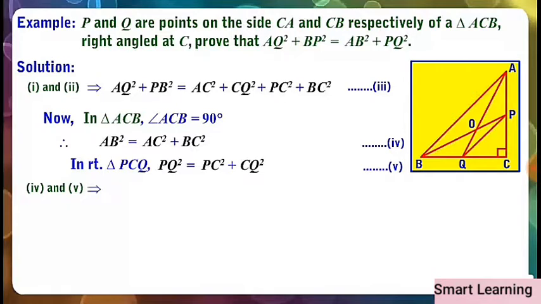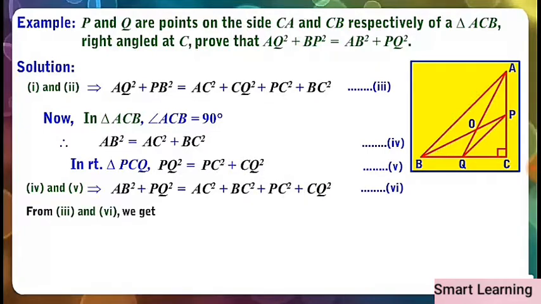Adding fourth and fifth, we get AB square plus PQ square is equal to AC square plus BC square plus PC square plus CQ square. Now we can compare third and this equation and we can see in both the equations the right hand sides are the same. So the left hand sides become equal. So we get AQ square plus PB square is equal to AB square plus PQ square, hence proved.